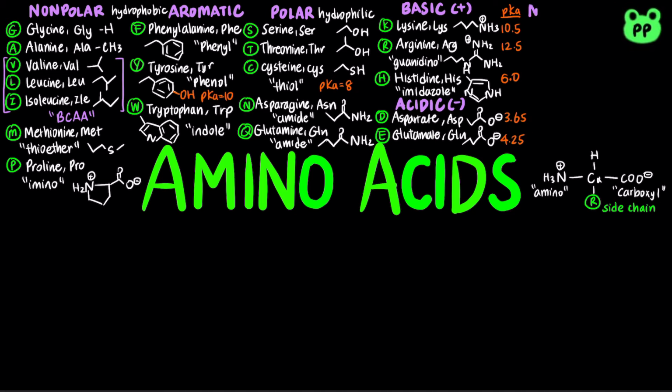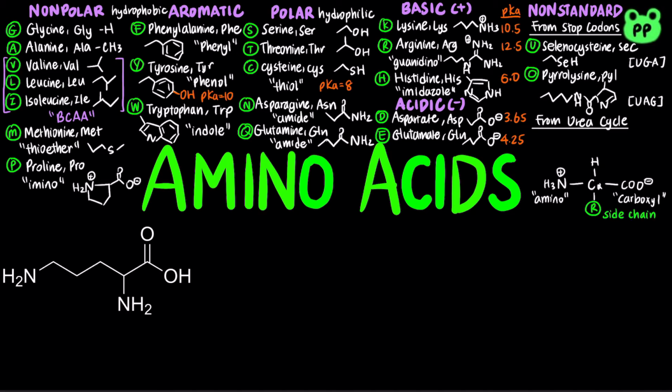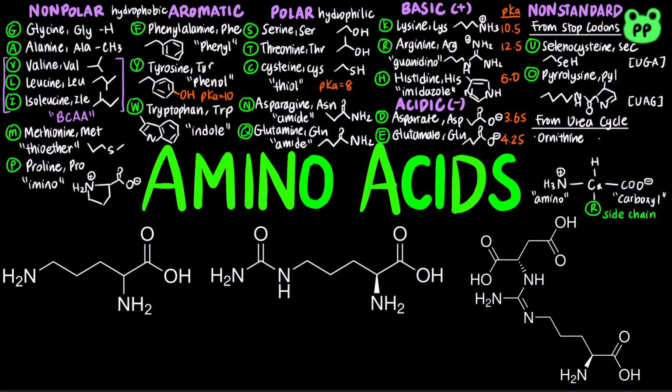Besides the 20 common amino acids, there are several non-standard amino acids. 2 non-standard amino acids are derived from stop codons. The stop codon UGA can code for the 21st amino acid, selenocysteine, abbreviated as SEC, and the symbol U. The stop codon UAG can code for the 22nd amino acid, pyrrolysine, abbreviated as PYL, symbolized by the letter O. In addition, special amino acids ornithine, citrulline, and argininosuccinate are formed as intermediates of the urea cycle, which degrades nitrogen-containing compounds.